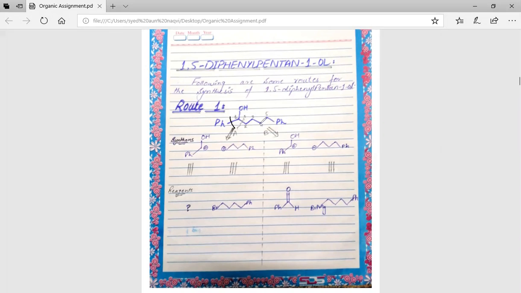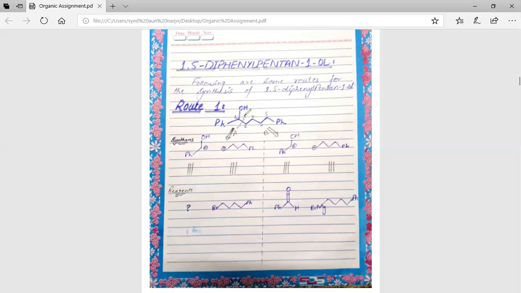Here, four and five, and the phenyl group. There are many possibilities and routes. Whenever we use another cleavage rather than this one, we have another synthetic route. So we have different routes for the synthesis of 1,5-diphenylpentan-1-ol. The route that I have written here in the example: first of all, we will perform disconnection between carbon number one and carbon number two.